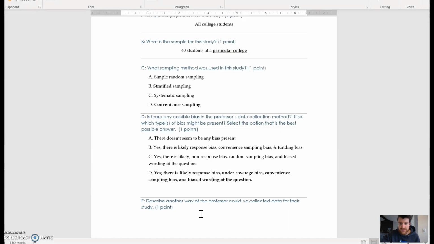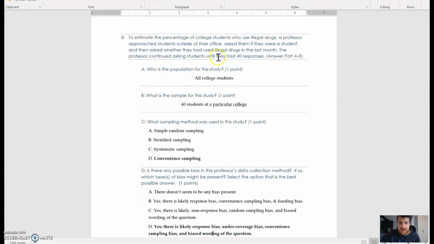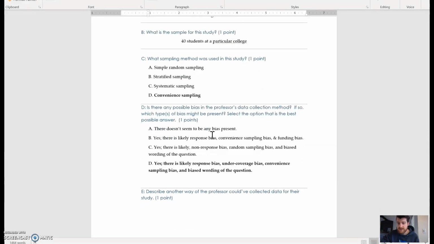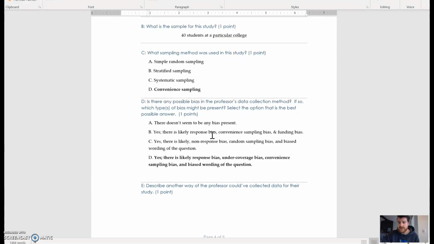E, describe another way the professor could have collected data. Well, first of all, I would take out the illegal from the question and then put drugs, and then in parentheses include what kind of drugs you want to talk about. Also, I wouldn't have made it face-to-face because people probably don't want to talk to their professor about a face-to-face situation about their drug use.